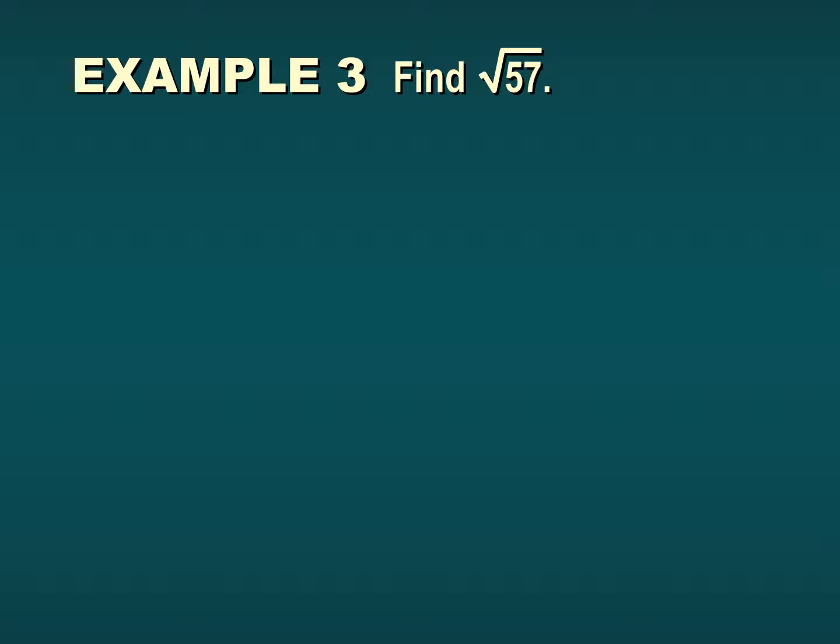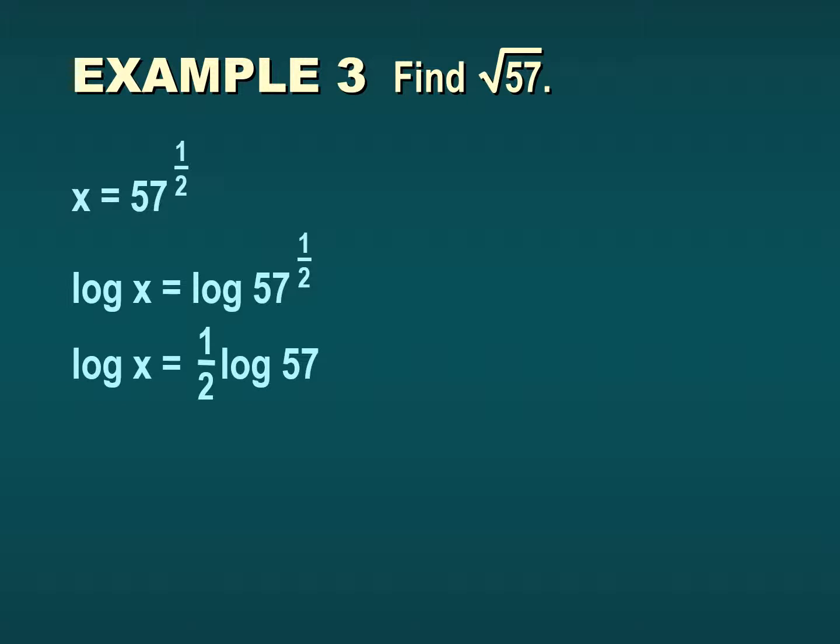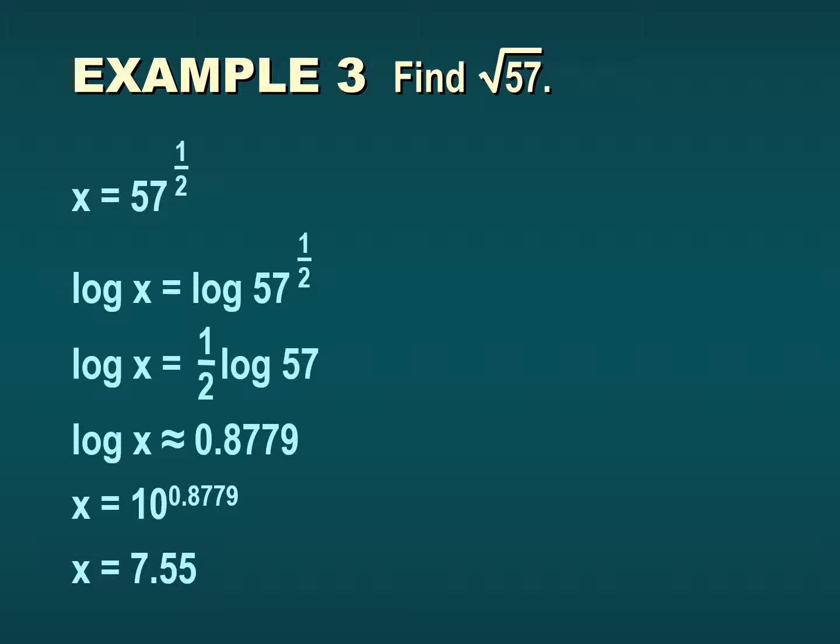All right, we can also use logs to find things like the square root of 57. First you let x equal 57 to the 1/2, because remember the square root is just the exponent 1/2. Once we have that, we'll take the log of each side. Then we'll use our power rule and bring the 1/2 to the front. That means the 1/2 log of 57 is 0.8779. Now we go ahead and raise 10 to that power, so we have x equals 10 to the 0.8779. And that means x is equal to 7.55.